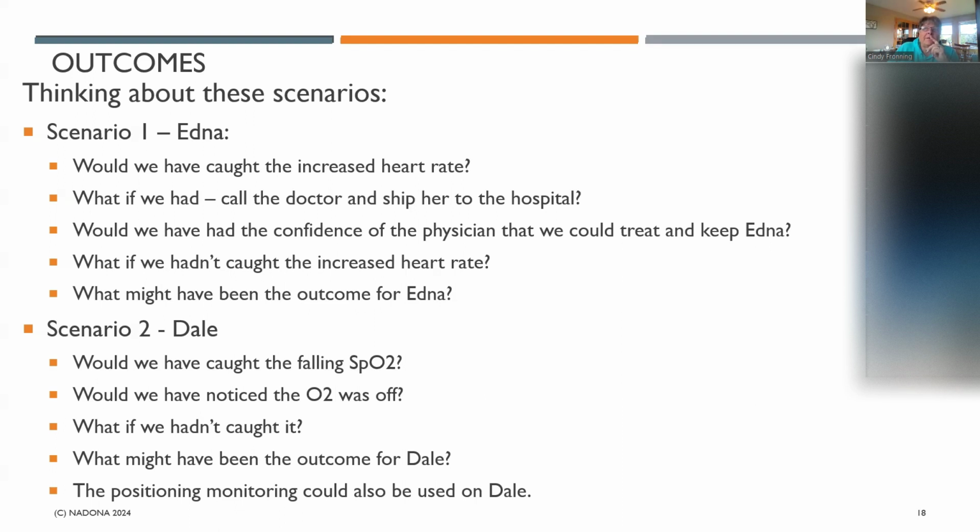Possibly that might have been the outcome for Edna. Dale, again, would we have caught that his oxygen levels were falling? Now remember, not everybody has vital signs every 4 hours. Once they get in, they might have them daily or twice a day. So what's the opportunity that we're going to catch these things?